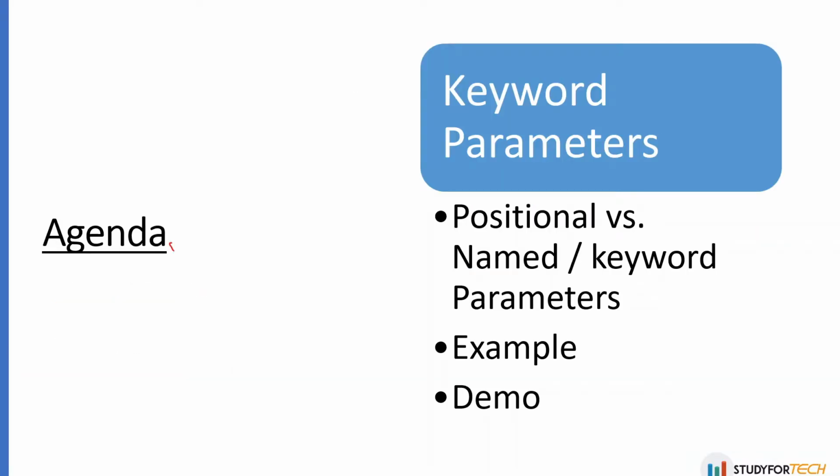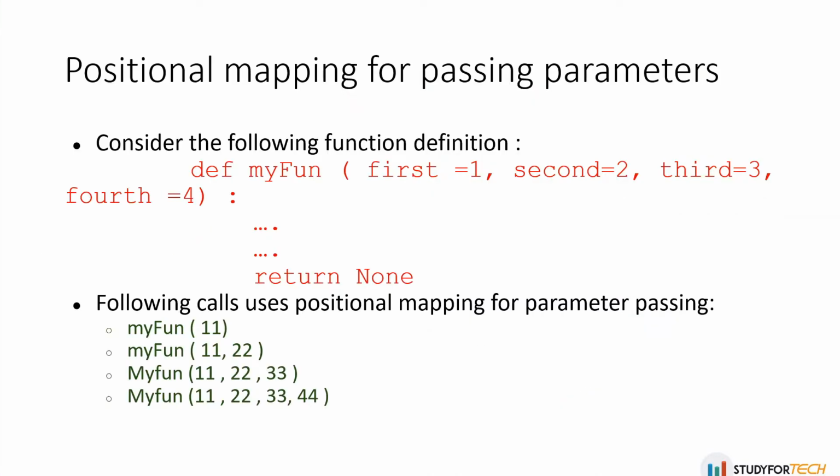The agenda for today's session is that we will see positional versus named or keyword parameters. We will see one example with a demo, and I will explain that example in Jupyter Notebook. Whatever we have seen before this session was the positional mapping for passing a parameter. So you can see here the positional mapping.